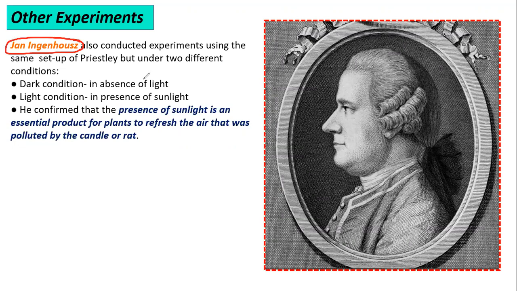He conducted an experiment using the same setup as Priestley, but under two different conditions. Priestley just conducted the experiments using a burning candle in either dark or light; he doesn't specify that at all. But Jan Ingenhousz took the same setup of Priestley and conducted the experiments in two different conditions. First, in the dark condition, in the complete absence of light. Second, in the light condition, in the presence of sunlight.